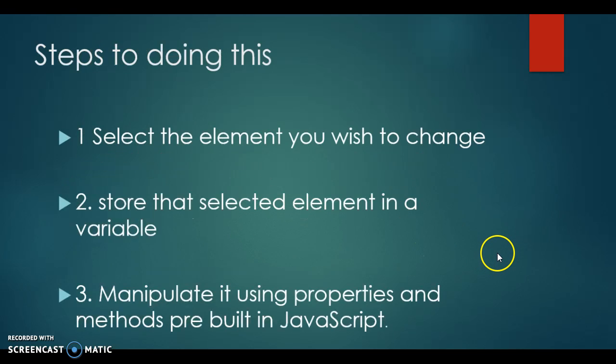So steps to changing or manipulating the DOM. First, you need to select the element of the DOM that you're going to change. Then you need to store that element in a variable. Then you're going to manipulate it using properties and methods that are pre-built into JavaScript. We're going to go through this.